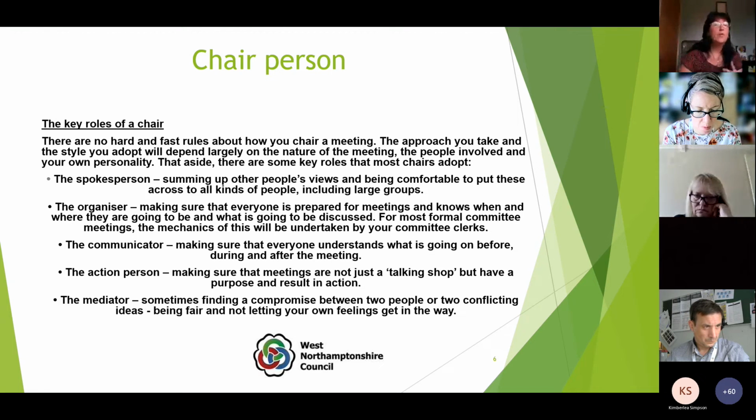So you might be a communicator, making sure that everyone understands what's going on beforehand. Like I say, you might reaffirm during the meeting and after the meeting, so it's very clear. You might be identified as an action person, making sure the meeting is not just a talking shop, but has a clear purpose and results in action.